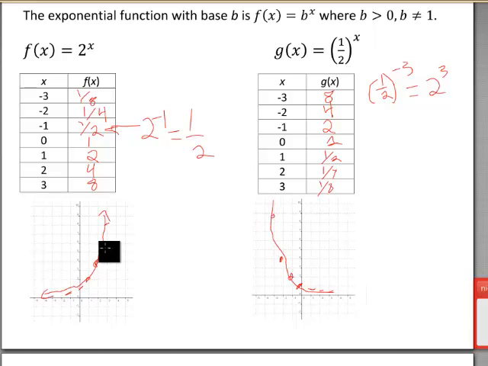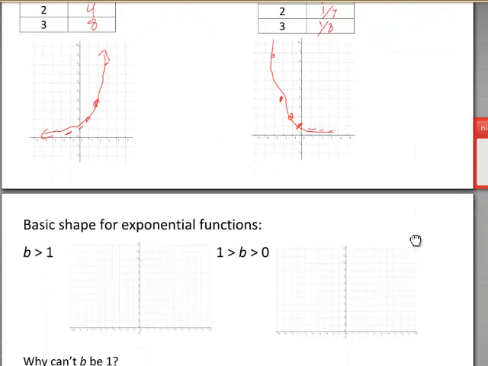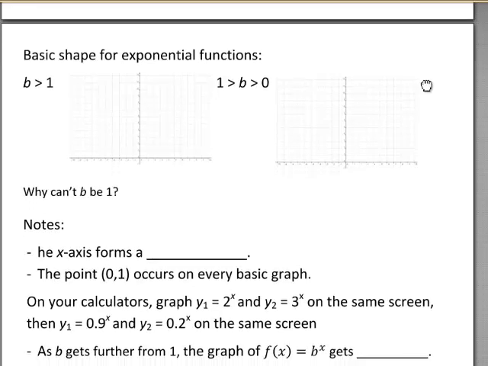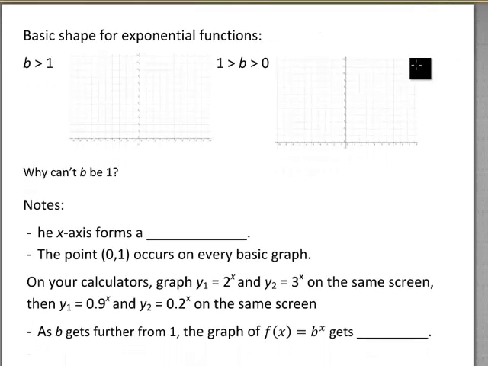And you can see this if you try to graph these functions on your calculator. Except in this case, it's going up and to the right. In this case, it's going up and to the left. Okay? So as we move down to the next slide, this gives us the basic shape for exponential functions.